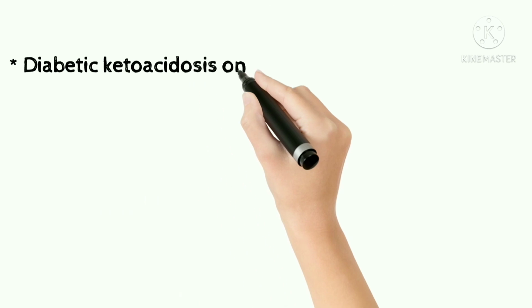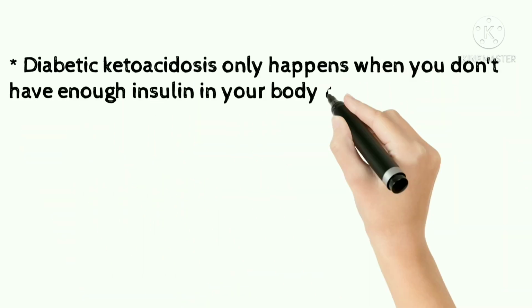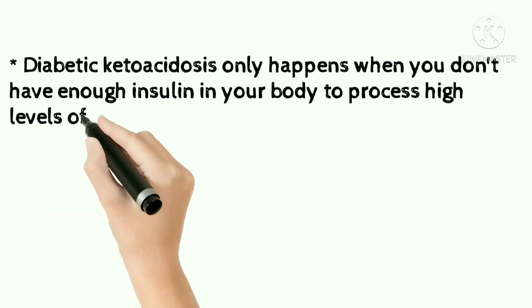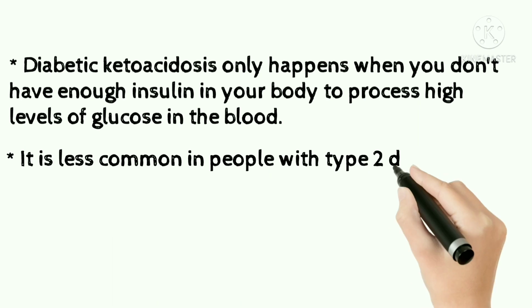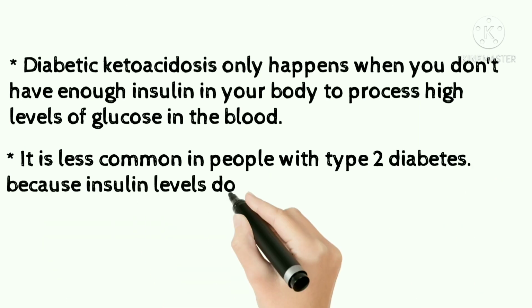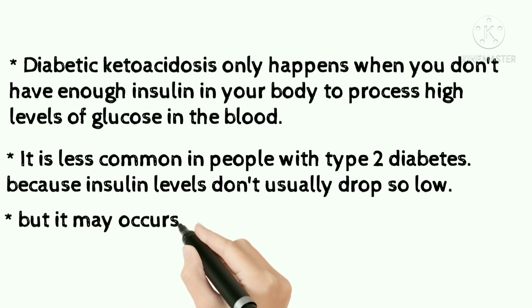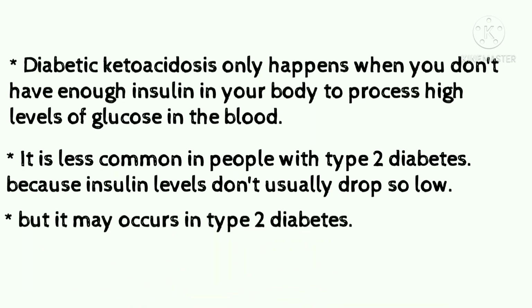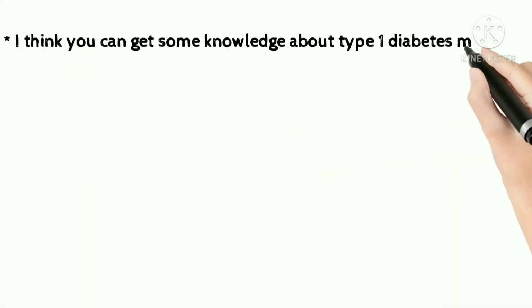Diabetic ketoacidosis only happens when you don't have enough insulin in your body to process high levels of glucose in the blood. It is less common in people with type 2 diabetes because insulin levels don't usually drop so low. But it may occur in type 2 diabetes also. I think you can get some knowledge about type 1 diabetes mellitus.